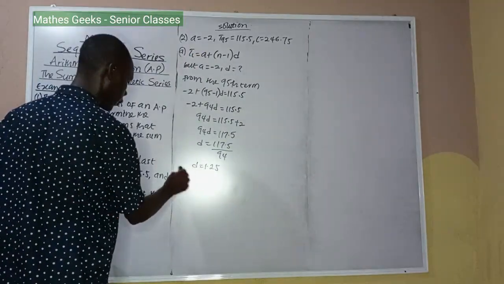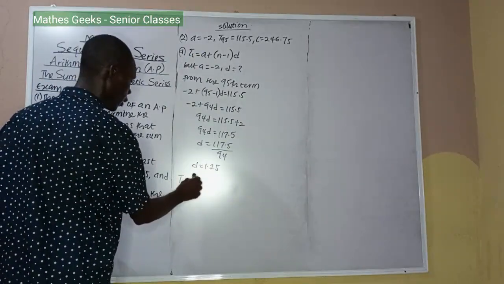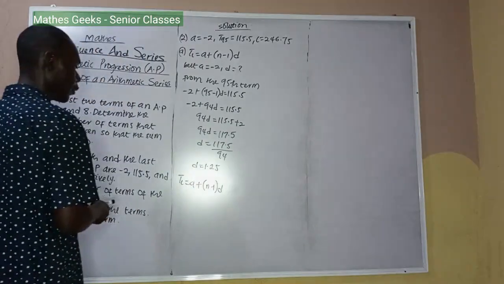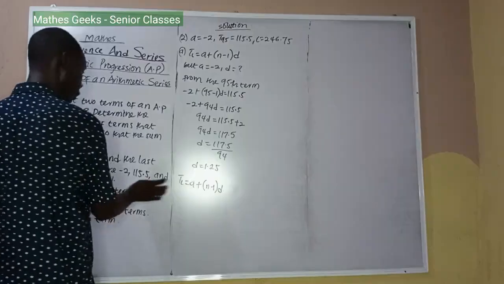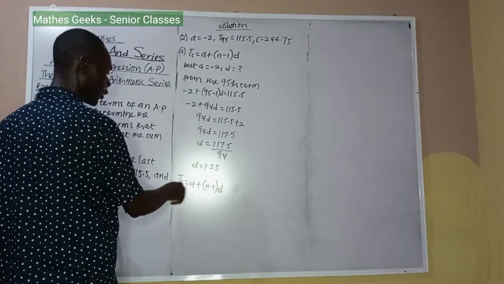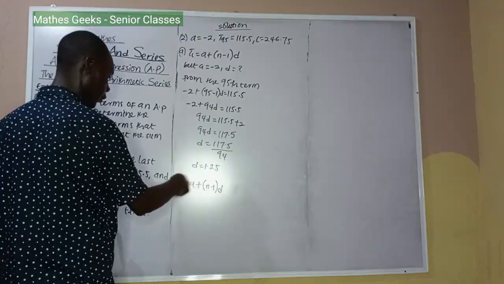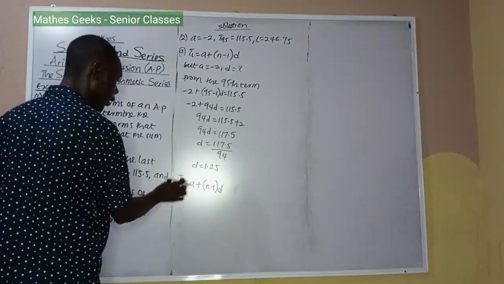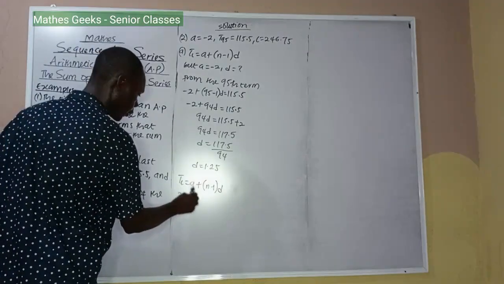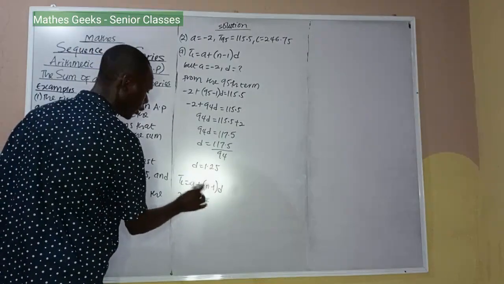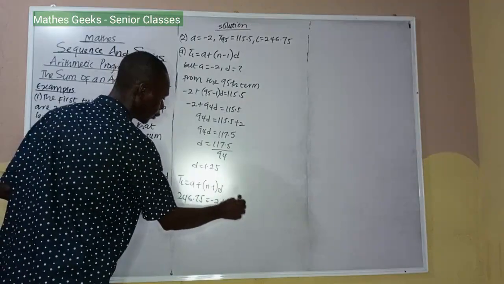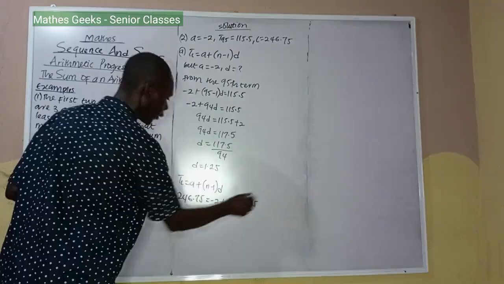So TL is equal to A plus n minus 1 D. The last term is given as TL, so it will give us the number of terms that make up the series. TL is equal to 246.75. So 246.75 is equal to A, which is minus 2, plus n minus 1 times 1.25.